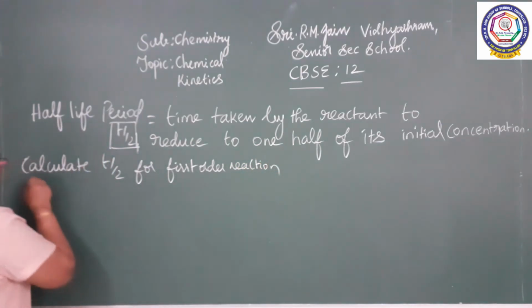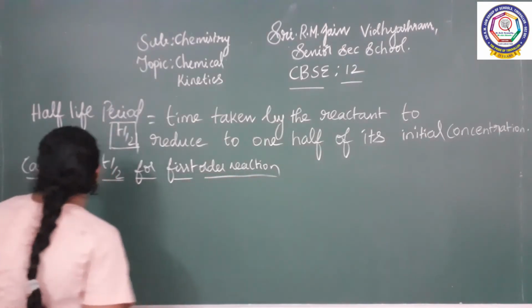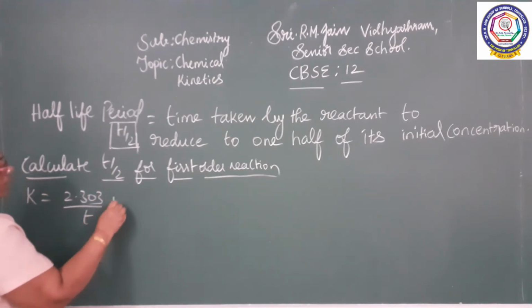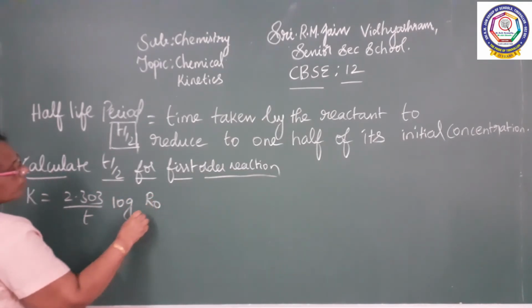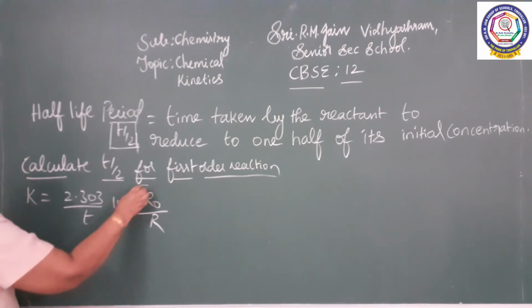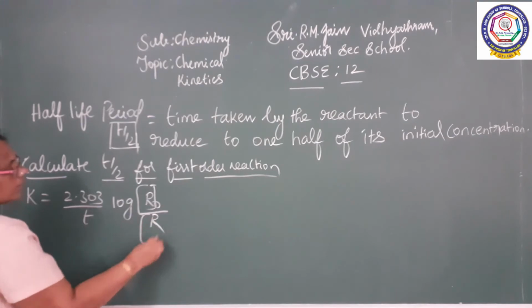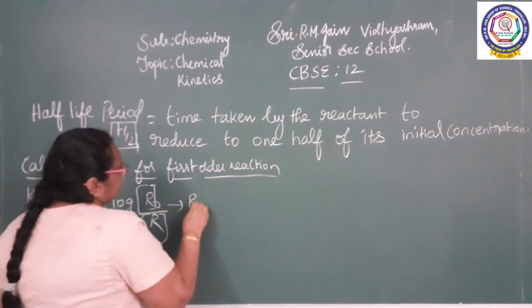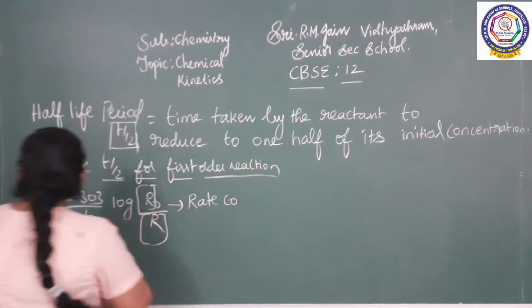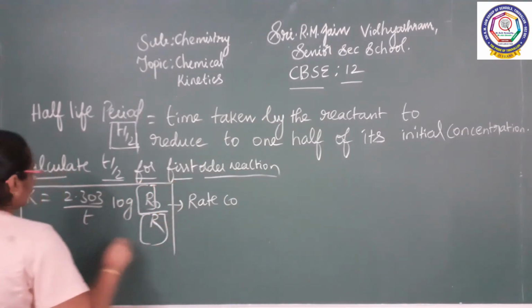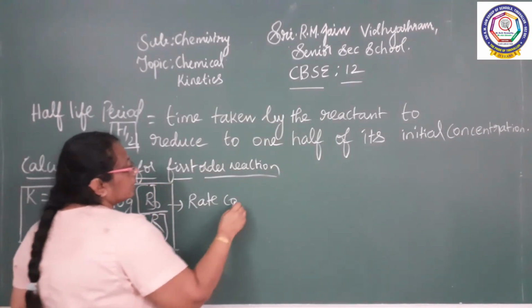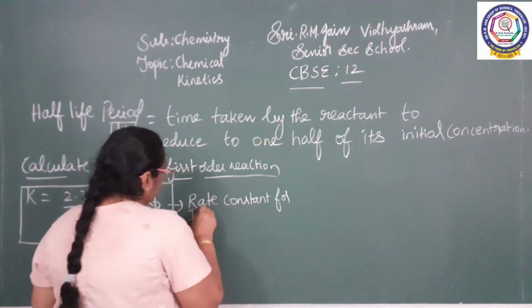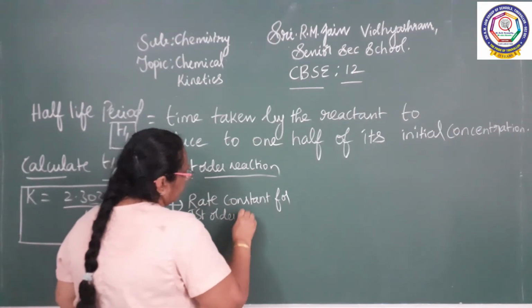How can we calculate T half for a first order reaction? K is equal to 2.303 divided by T, log R naught by R. This is the rate constant for first order reaction.